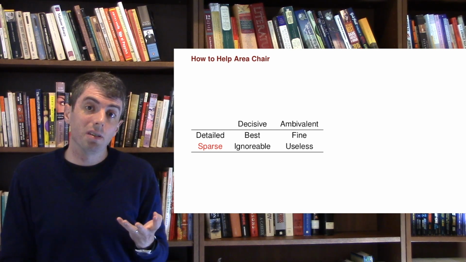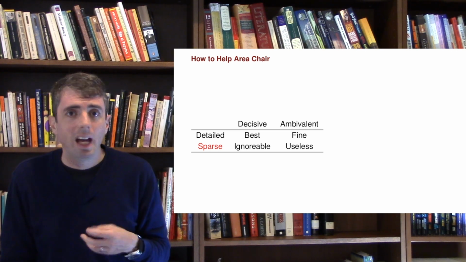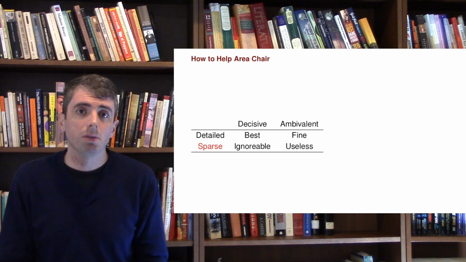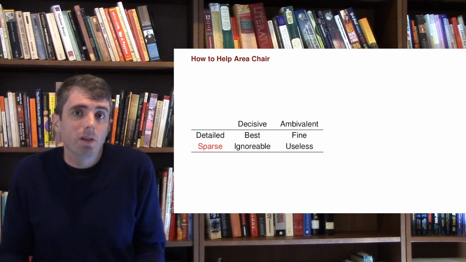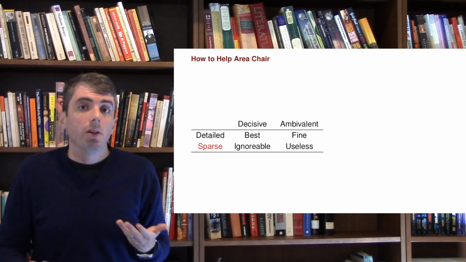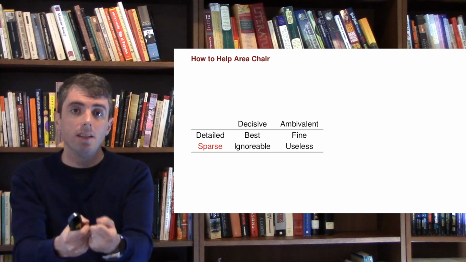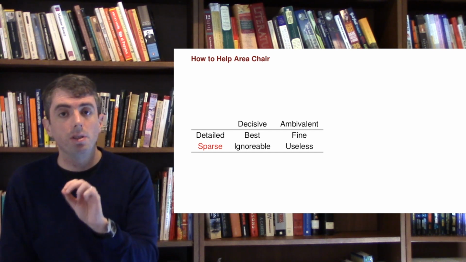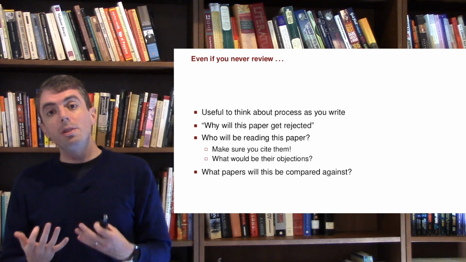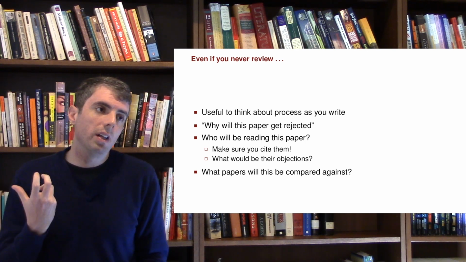And so if there were other negative reviews that were far more detailed, your review isn't going to count for much. And the authors aren't going to get much out of that. And similarly, if you're ambivalent and you have a very sparse review, your review will get ignored for good reason. You don't say what you think, and you don't explain why you thought that. So if you want to be a valued reviewer, make sure that your reviews are detailed so that the area chair can make a decision. Even if you can't make a decision, it's important for you to give the tools for the area chair to make that decision. So even if you never review, it's useful to think about what happens when a paper gets reviewed. And this will help you as you're writing.